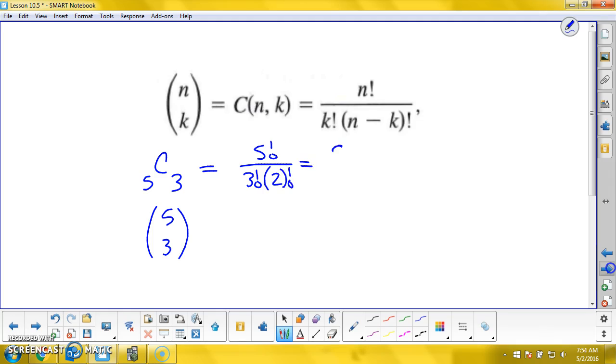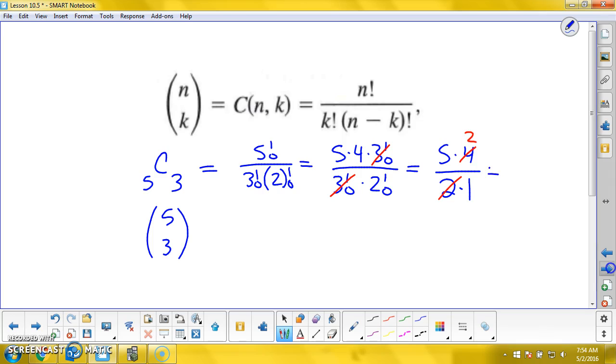Now this would simplify into 5 times 4 times 3 factorial, being divided by 3 factorial times 2 factorial. I could now cancel the 3 factorials. And the 2 factorial is just 2 times 1. And now I can cancel the 2 with the 4, making the 4 a 2. So we should just get 10 for a result.